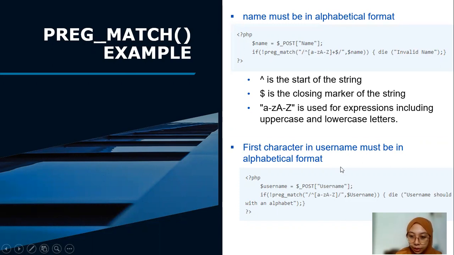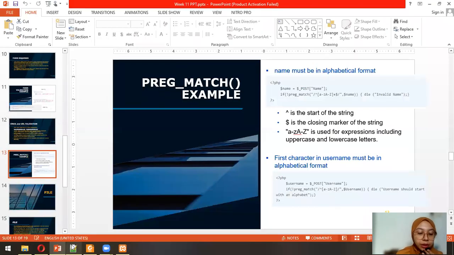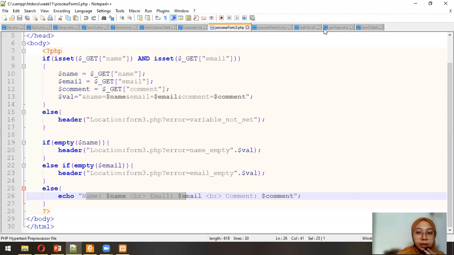So this is also an example. If the username must be in alphabetical format, but just in the first character, then we just need to put the opening or start of the string only. But for the closing mark, the dollar, we don't need to write this because it's just for the first character only. Okay, so I will also give the example. Actually, it is the same as what we had before.